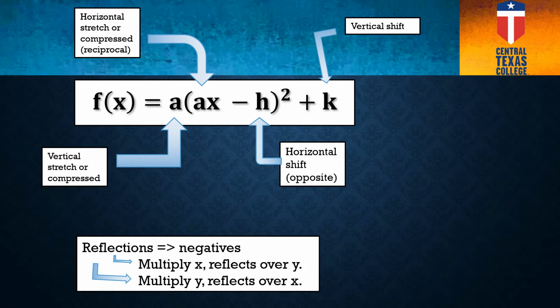Also know that reflections will always be the negatives. For example, if you're multiplying x by a negative, it's going to reflect over the y-axis. But if you're multiplying the whole function by a negative, it's going to reflect over the x-axis.